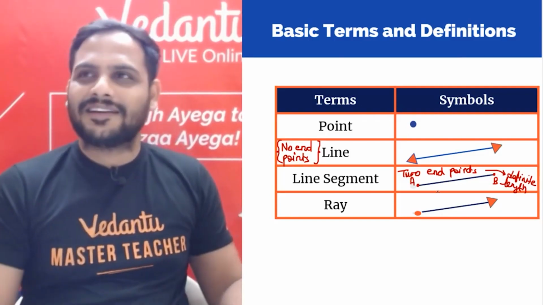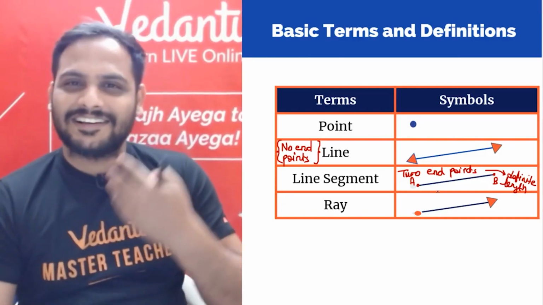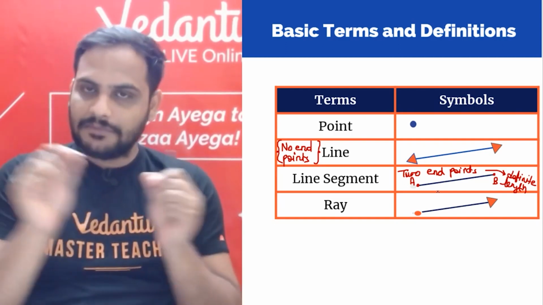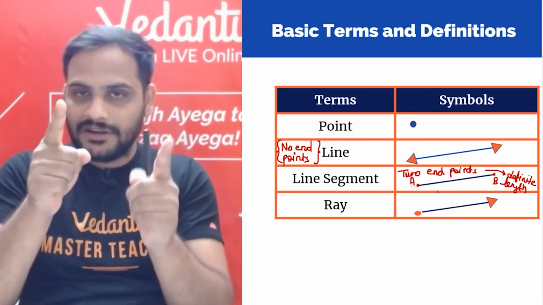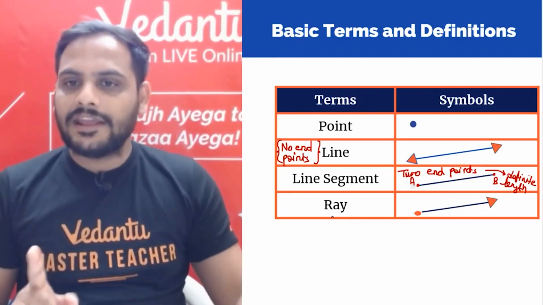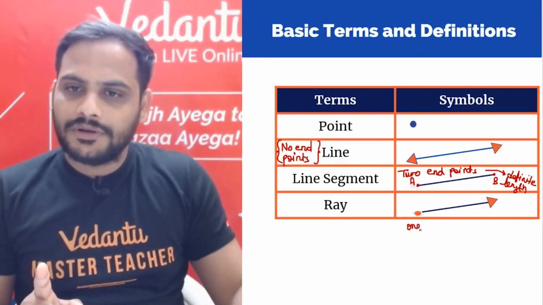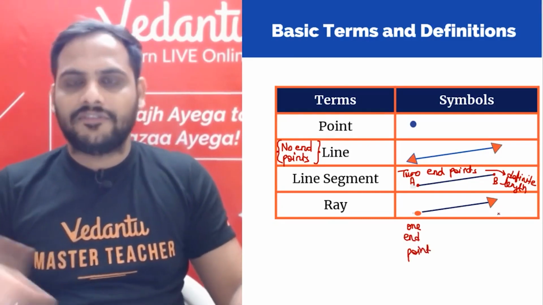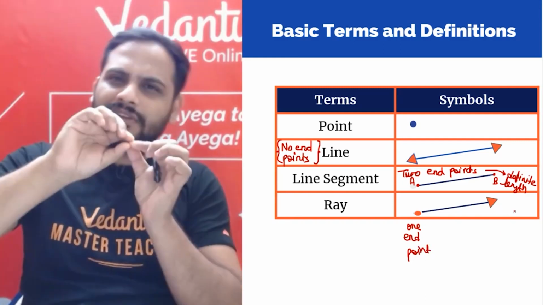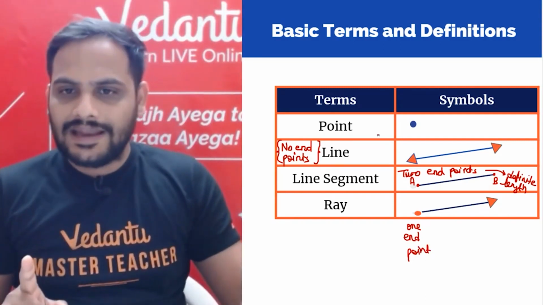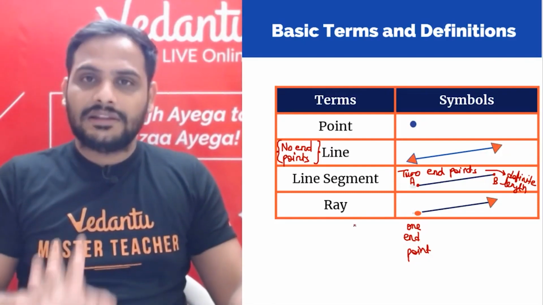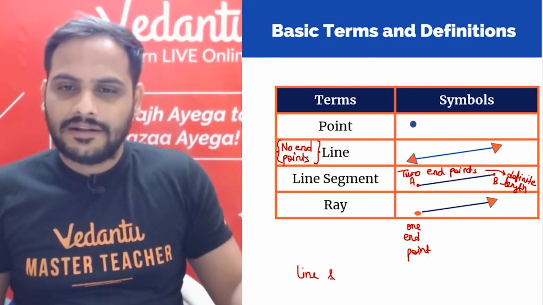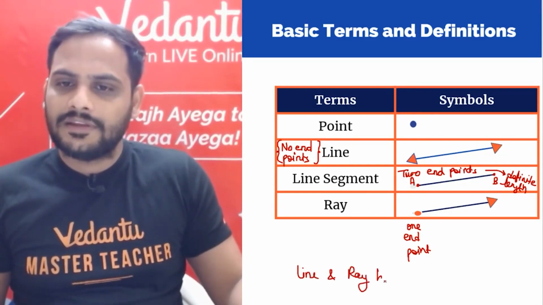But generally in daily use we call a line segment a simple line only, but there's a difference. A line can be extended in both the directions, but a line segment is of a definite length. And a ray has one end point, and the other end can be extended indefinitely. That means we can extend it up to infinity. So line and ray, their length is infinite.